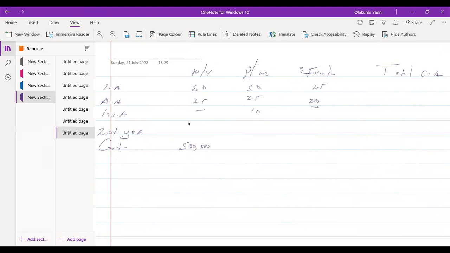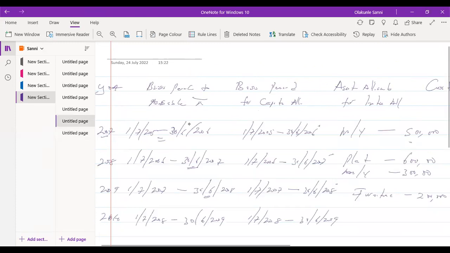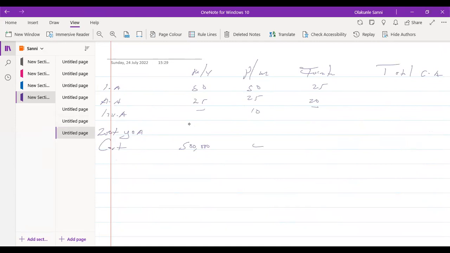In 2007, do you have any plant and machinery? No. Do you have any furniture and fittings? No. So it will be dash, dash. Then initial allowance will be charged. What is the initial allowance? The initial allowance on motor vehicle is 50%. So 50% of 500,000 is what? 250,000.